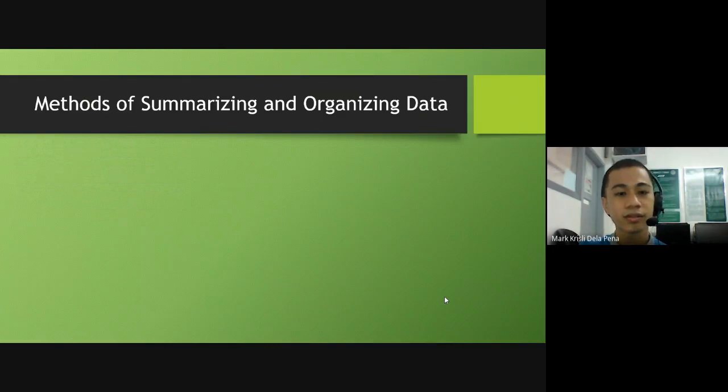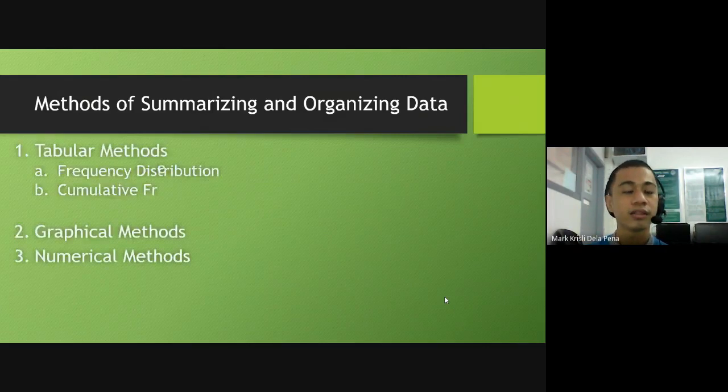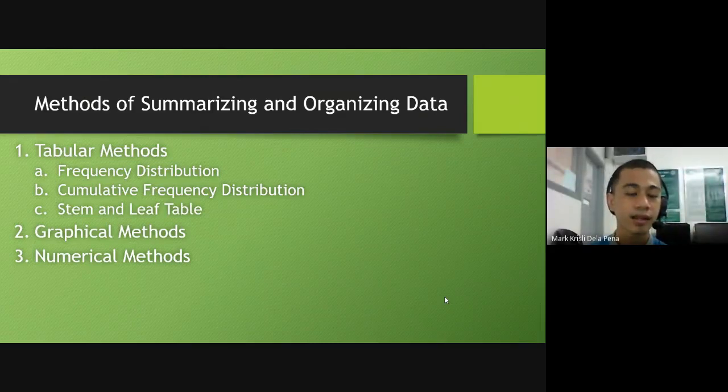Under tabular methods, we also have the different forms of tables. Now, we will only be focusing on these three, though there are a lot of them: frequency distribution table, cumulative frequency distribution table, and the stem and leaf table.